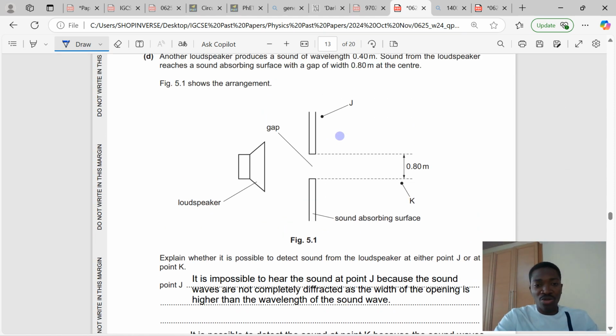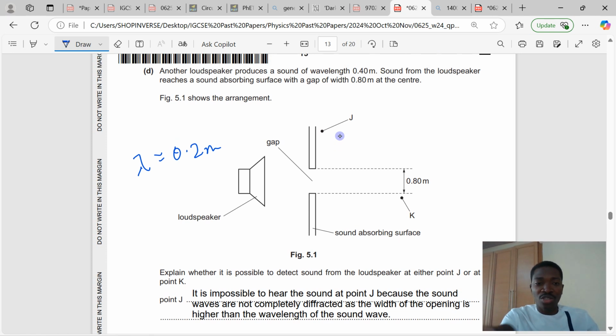The wavelength of the sound here is 0.4 meters, right? So when the width of this gap is 0.8 meters, that is bigger than the wavelength. So that simply means there will be no diffraction.